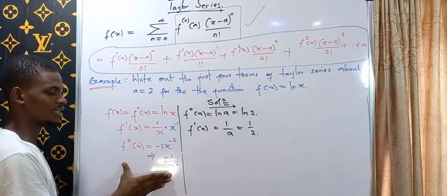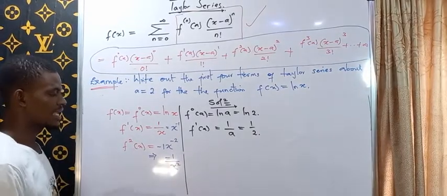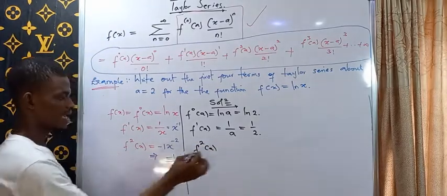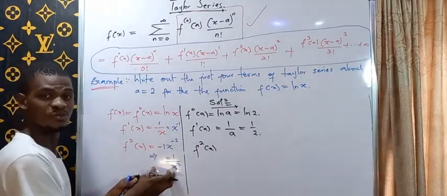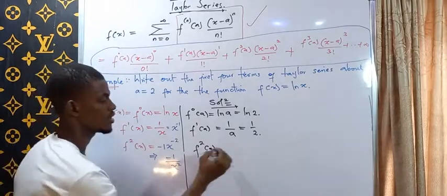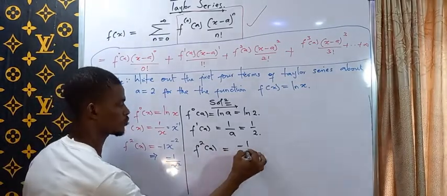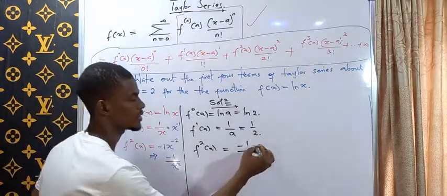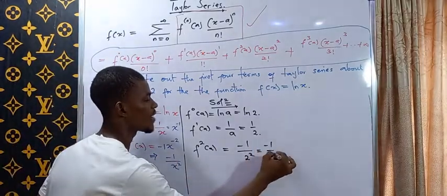Since I've gotten the second derivative of x, then I can say that f2 of a, anywhere I see x here, I represent it with a. But what is a? 2. That's the same thing as minus 1 over 2 squared. And 2 squared is what? 4. That's the same thing as minus 1 over 4.